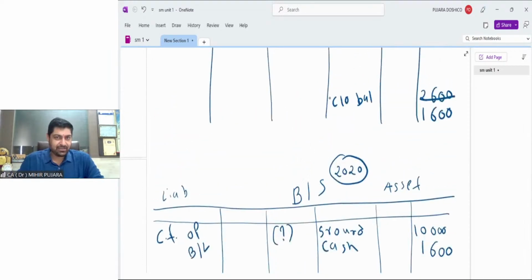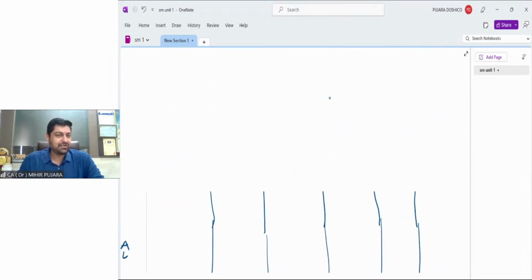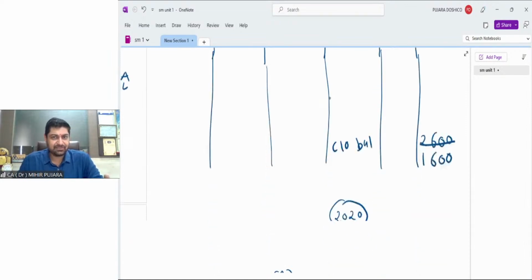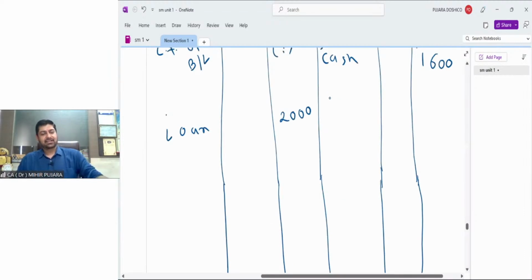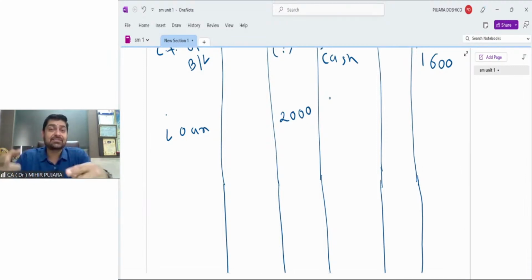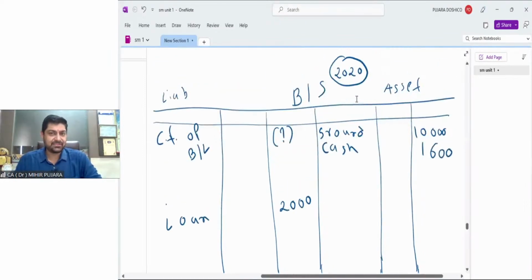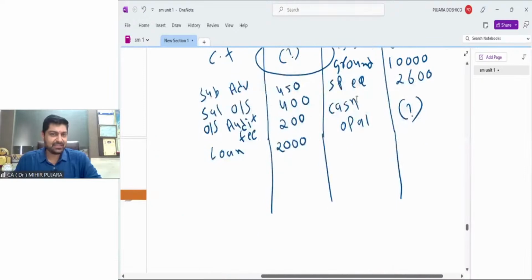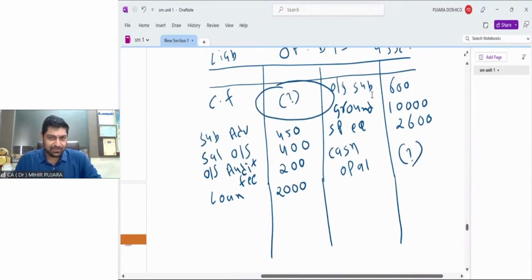So what will be the sequence? First, we will close RNP after all adjustments. We will get the RNP opening balance. This will be given to the balance sheet opening, and then we will find out CF. We will do this step by step after all adjustments. So this much we have completed.